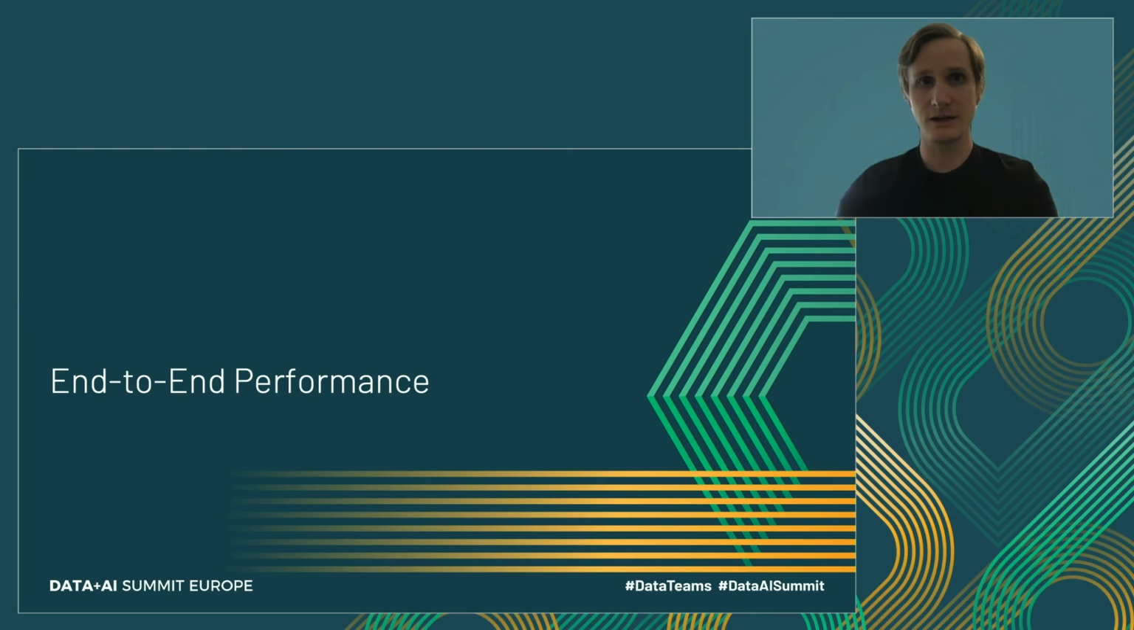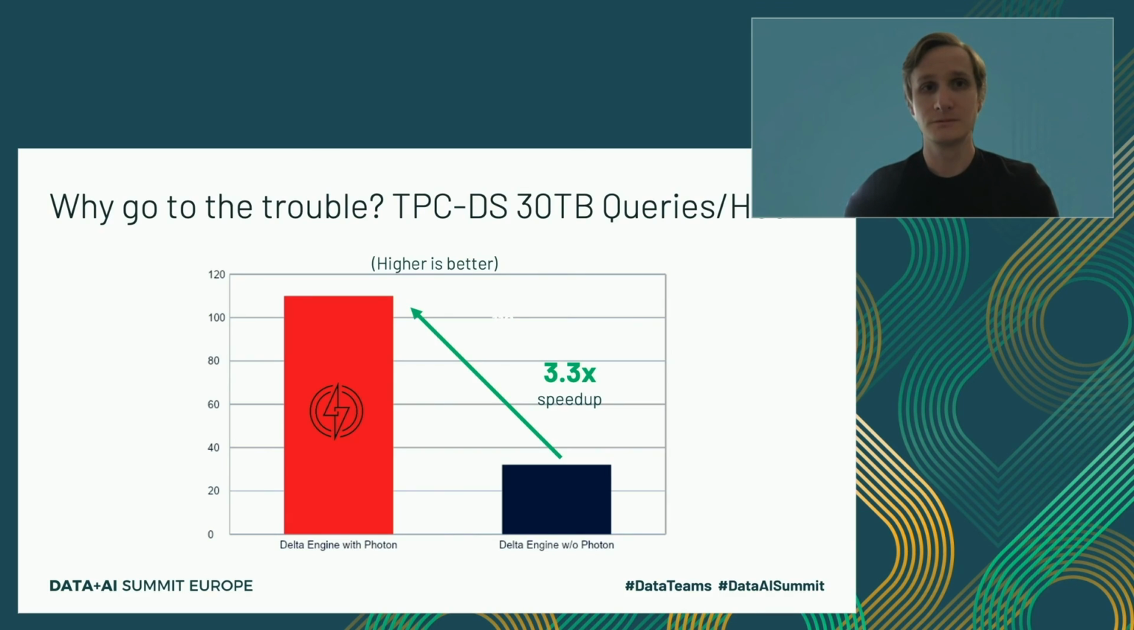All right, great. So now that we've seen some of the basic building blocks, let's take a look at end-to-end performance. Yeah, so we've measured Photon on the TPC-DS benchmark, and this chart shows you the queries per hour, so it's the throughput. And we see that with these techniques we've just discussed, we're able to achieve a 3.3x improvement in throughput with Delta Engine on the standard benchmark end-to-end.